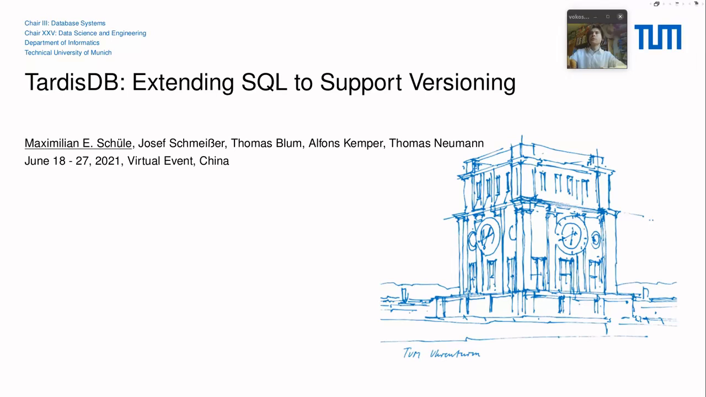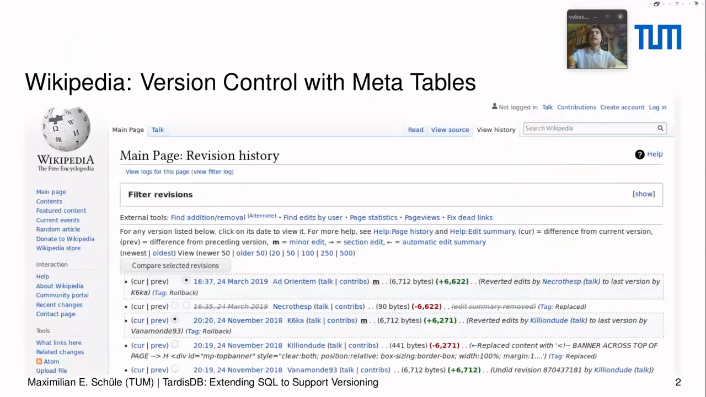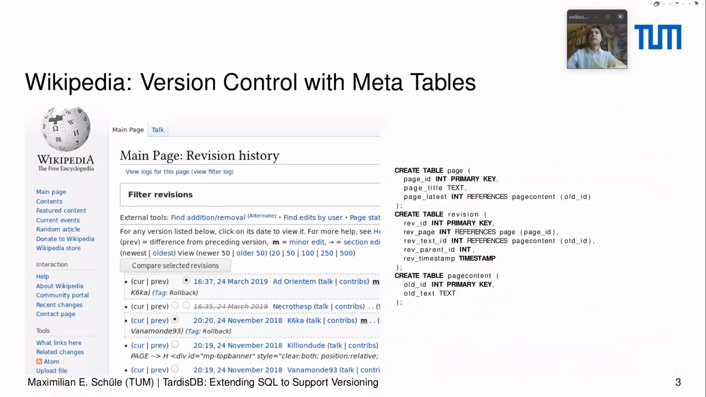Welcome to the presentation of TardisDB, extending SQL to support versioning. The highlighted example is Wikipedia, which needs version control to track the history of an article. It needs 3 tables, one table page to store the title and one table revision to track the history. Both reference the table page content, which stores the actual content.